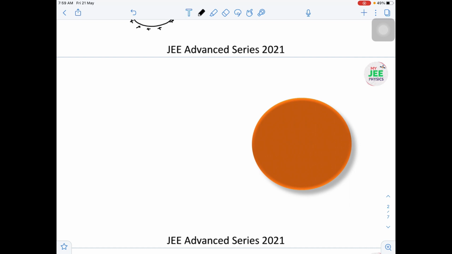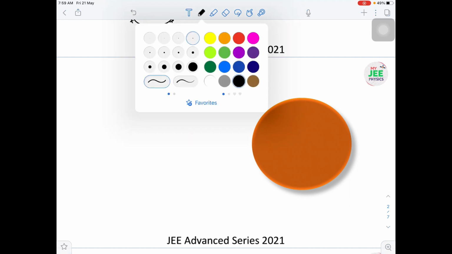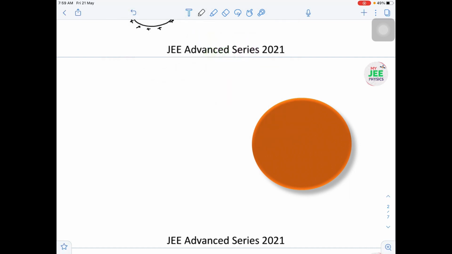For that I'm taking one disk. Now I want to find out the potential at any point on the periphery. So I want to know the potential at this place due to the disk. It's a charged disk, again charged with sigma, let's say. For that what I'm doing is I'm taking a small part, something like this, which is an arc.